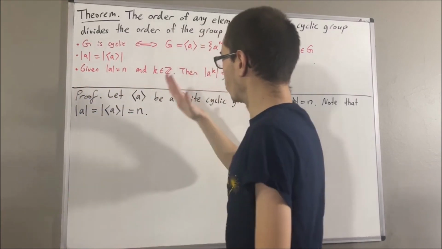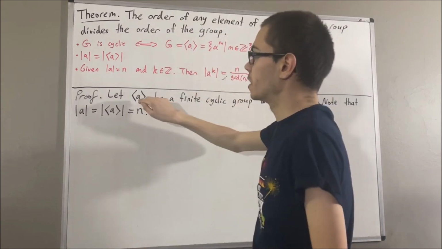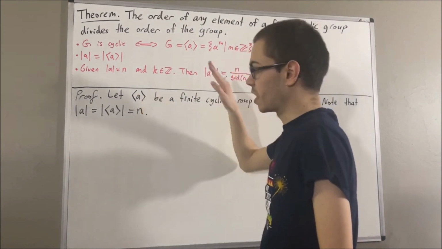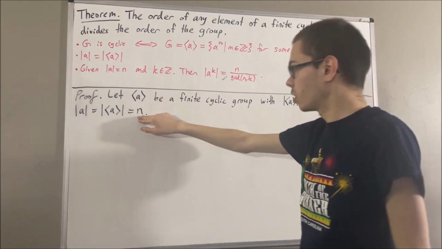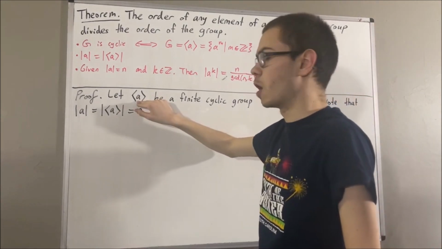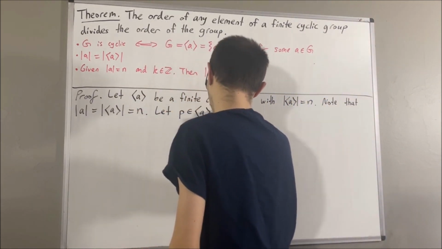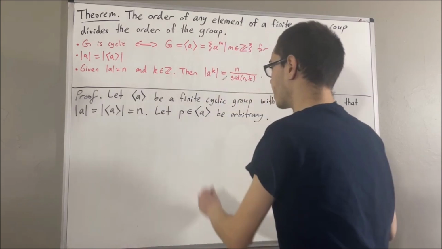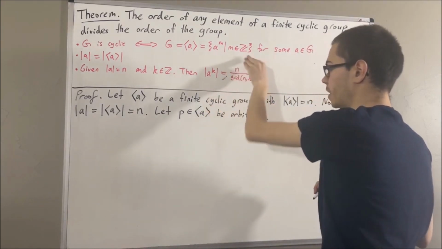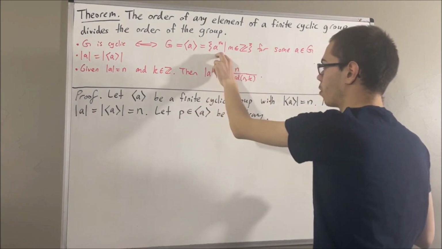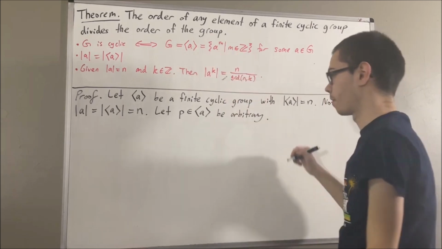But now, we want to show that the order of any element of this group divides the order of the group. So let's consider an arbitrary element of our cyclic group. I'll call it P. Now, since P is an element of this group, well, what does this mean? It means that P is equal to a to the power of some integer. I'm going to call that integer k.